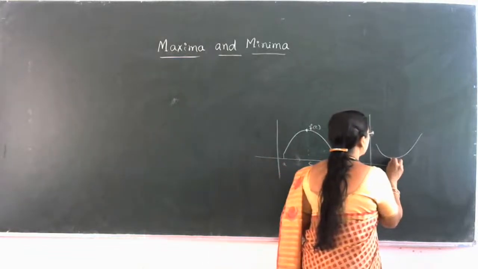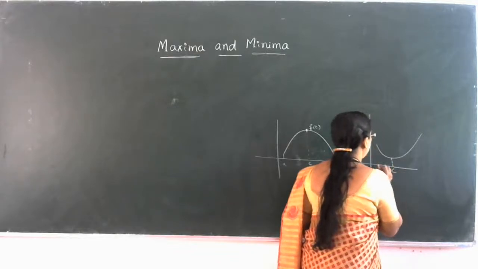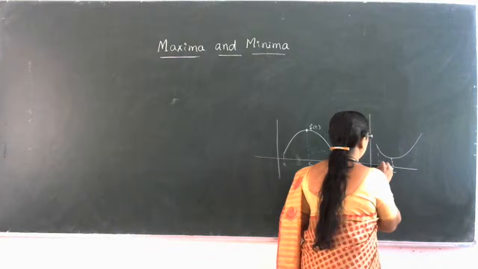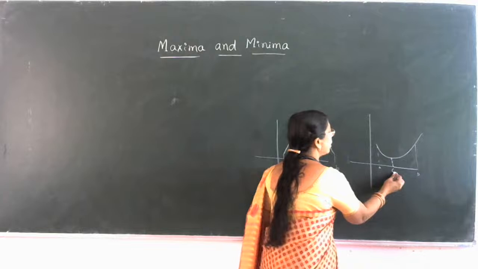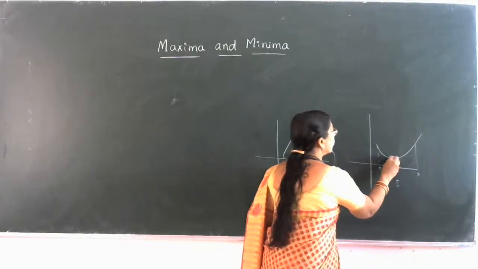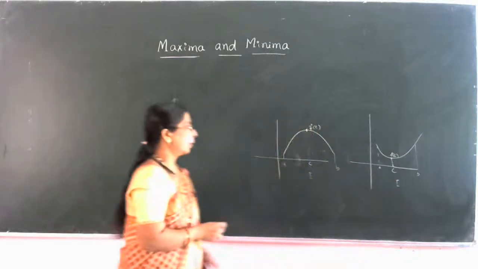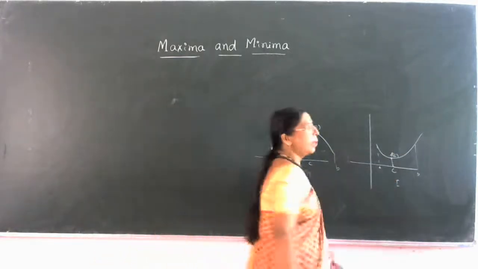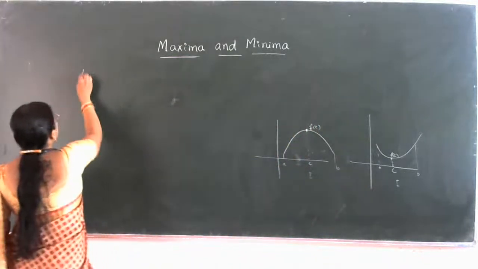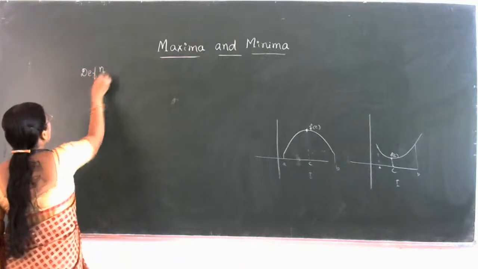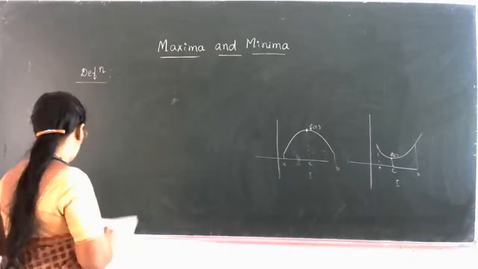Here, another point in this graph is C in the interval AB or I. There is a point C in which f of C is minimum. Therefore, this point is called minimum value. First, we know about the definition of maximum or minimum value, or maxima and minima.